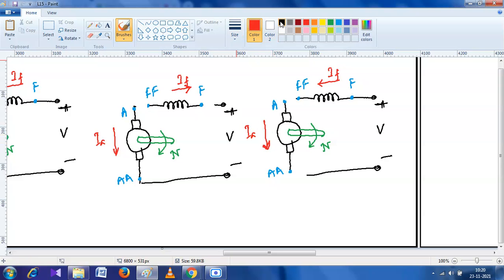So what should be the connection in this figure? What should be the connection of the field terminals? We have to connect which terminal to the positive terminal? A for FF.